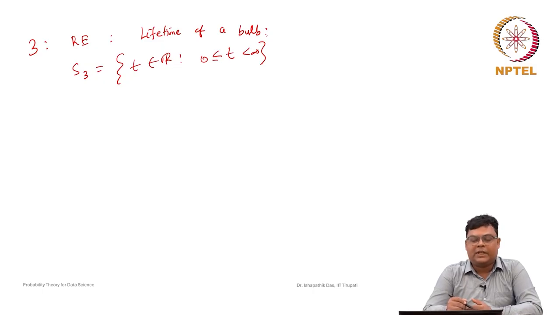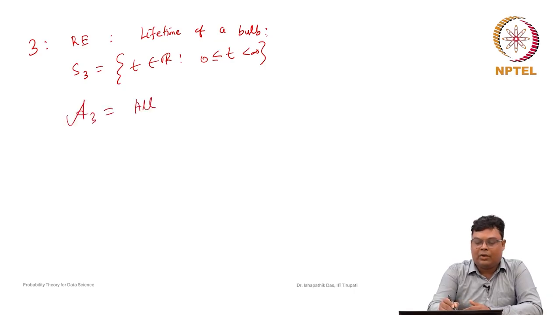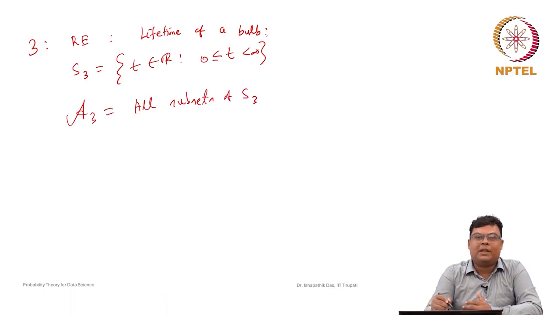Researchers in the scientific community found that if you consider all subsets of S3 as events, like the power set, then we will face a problem defining probability. In a broader sense, in advanced probability, you may learn that this is called measure theory.